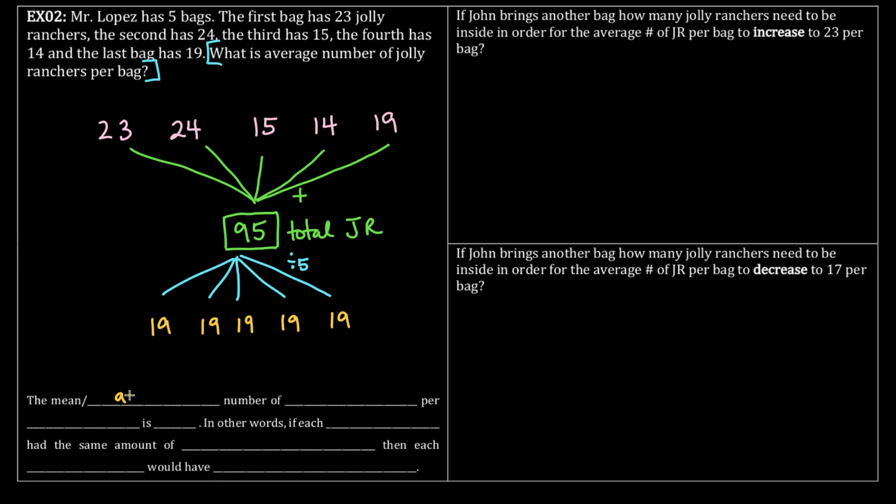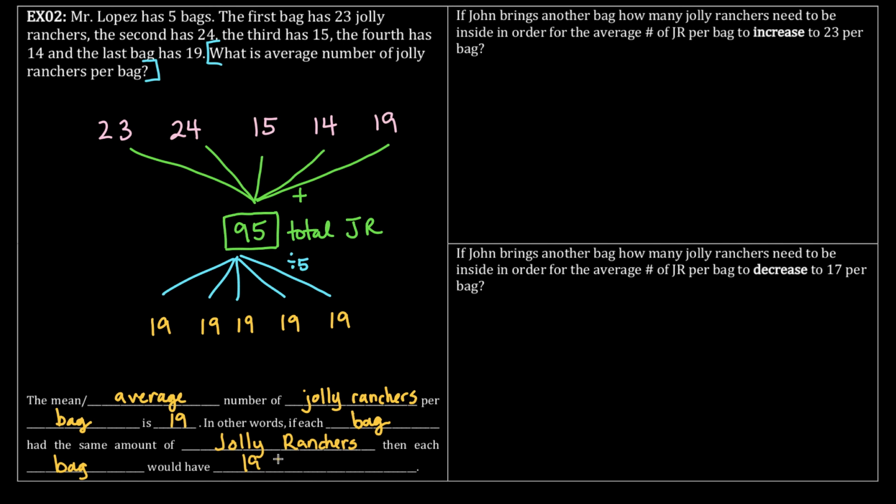So the mean or the average number of Jolly Ranchers per bag, remember we're talking about bags of Jolly Ranchers, is 19. In other words, if each bag had the same amount of Jolly Ranchers, then each bag would have 19 Jolly Ranchers.